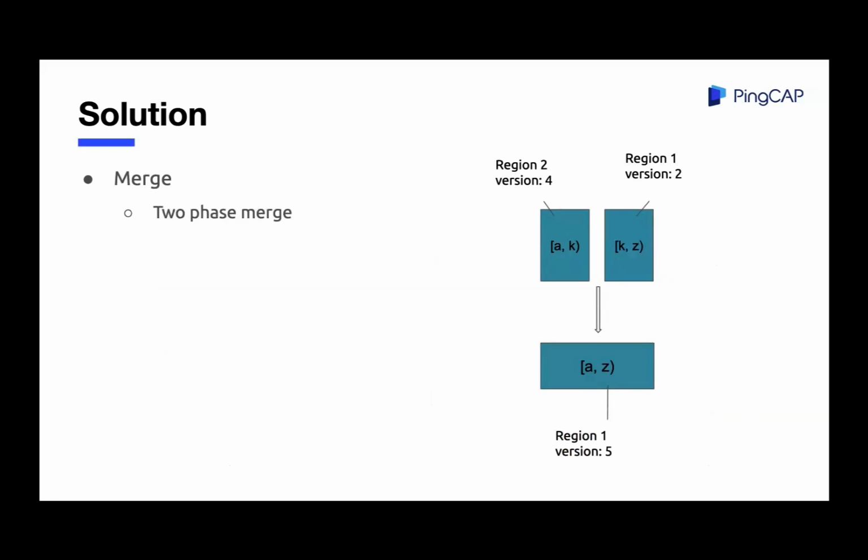And also, when there are new versions or data gets deleted, the size of a region becomes small. In this case, we introduced the merge algorithm to merge a small range into a bigger range so that it best fits the size configurations.